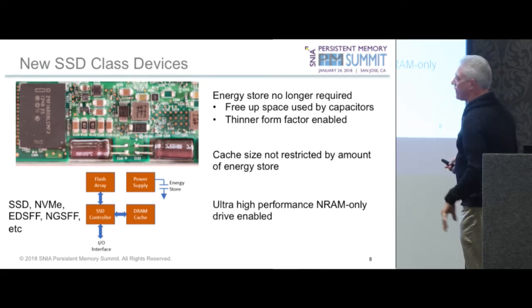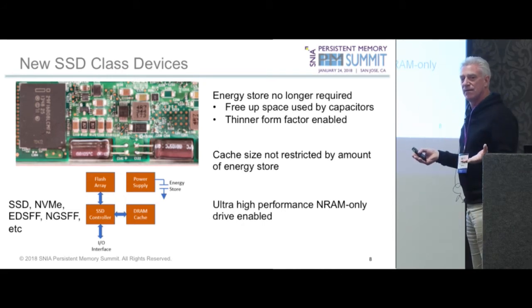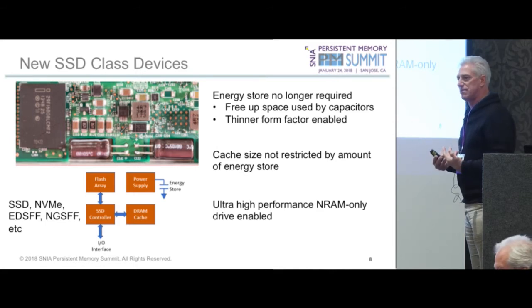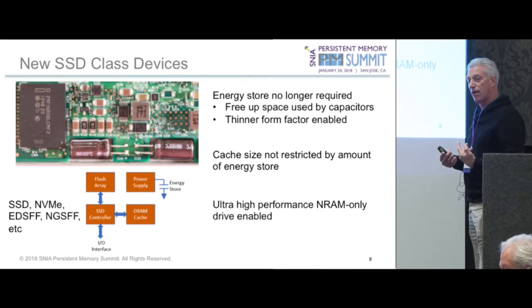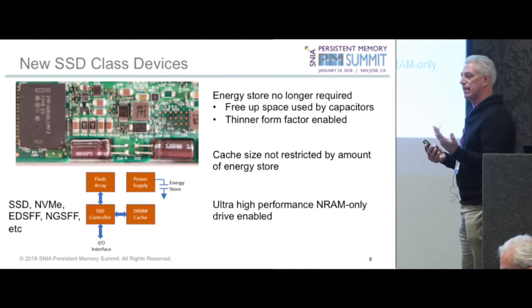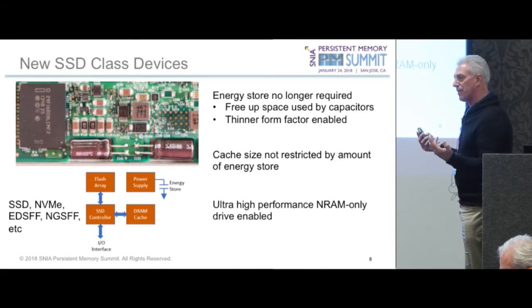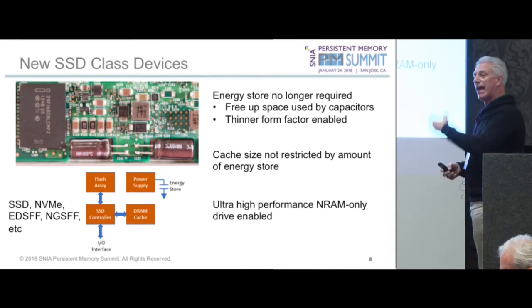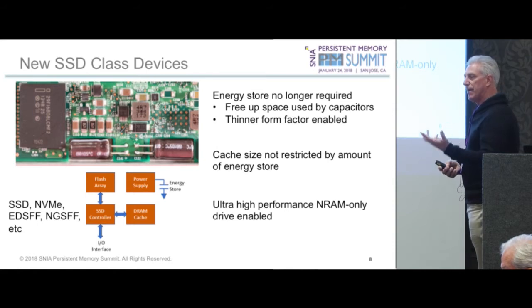Well, if you had an NRAM, you'd completely eliminate that. Now, not only do you have essentially no backup time needed for power fail, you also don't have to save space for all these silly capacitors. You can increase the amount of capacity that's on your memory module, and your cache can be any size you want it to be based on your performance models, not on your power models.